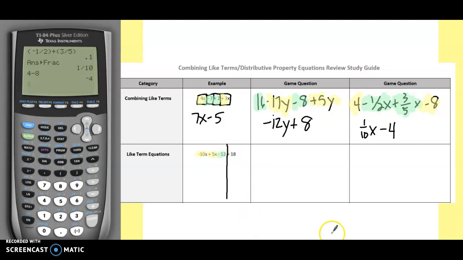So we're going to go ahead and combine like terms, given those colors there. So the x terms, negative 10 plus 5, that gives us a negative 5x for the yellow terms. And then that green negative 12 doesn't have anybody to combine with, so it's just dropping straight down. And then we finish out our equation and write equals 18.